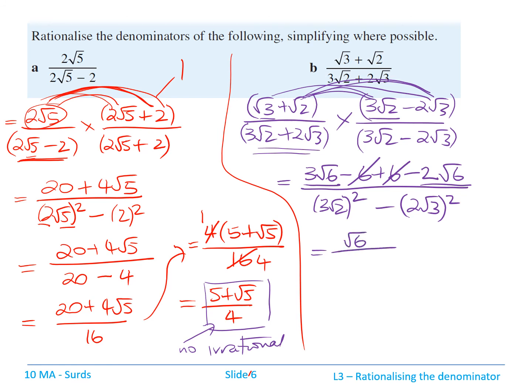On the bottom, we've got 3 squared times root 2 squared, which is 9 times 2, which is 18, minus 2 squared, which is 4, times root 3 squared, which is 3. 4 3s are 12. So we end up with root 6 on 6. We can't simplify that anymore, because 6 doesn't have any perfect squares that go into it. And that's as simple as we can get, and we've rationalized the denominator. There's no irrational denominator anymore.